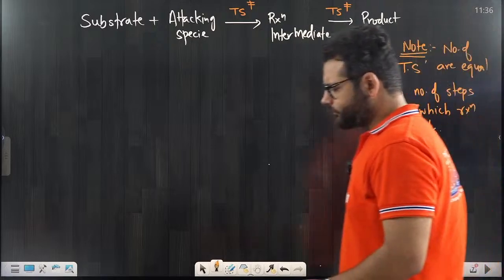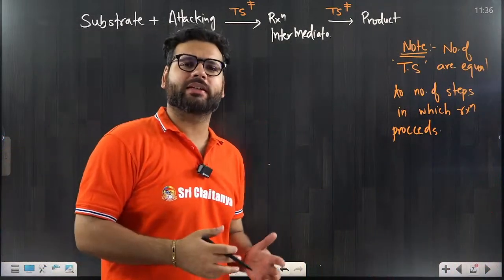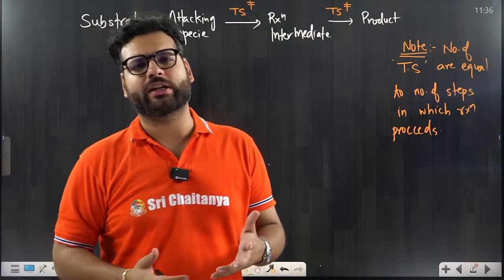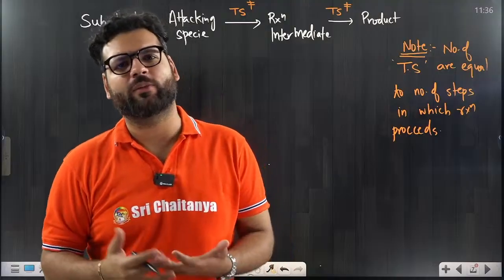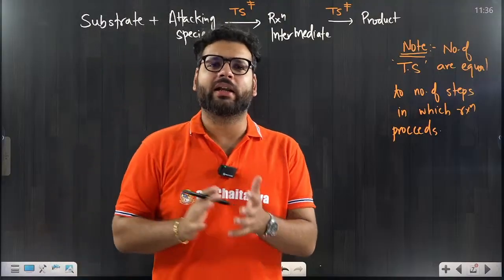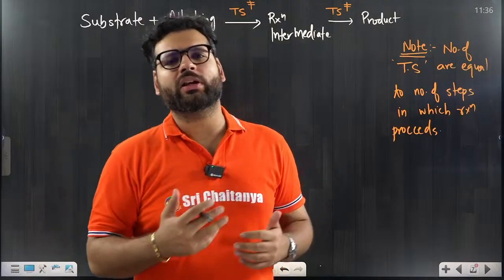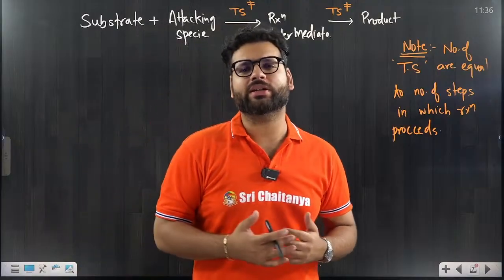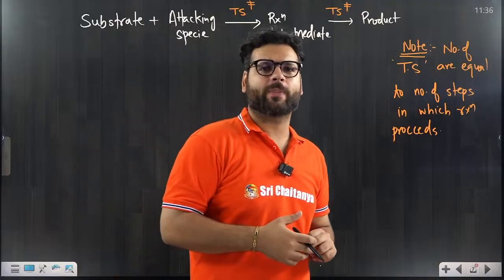Okay. So if a reaction is a complex reaction, means it has, let's say, 3 steps, so 3 transition states will be there. If a reaction is a simple reaction which has 1 step, it will have only a single transition state, like you will study in SN1, SN2. In unimolecular nucleophilic substitution SN1, the reaction will be a 2-step reaction. So 2 transition states are going to be there.